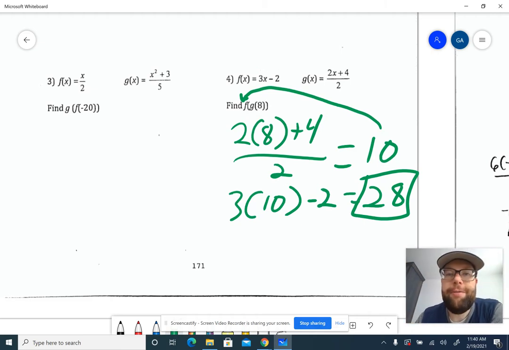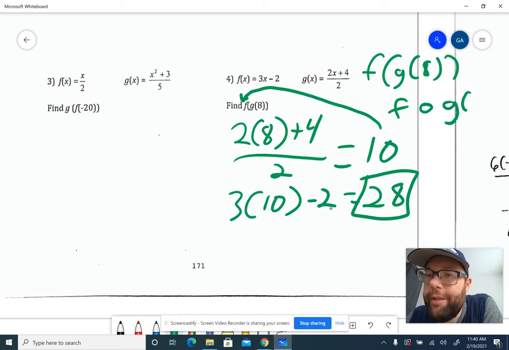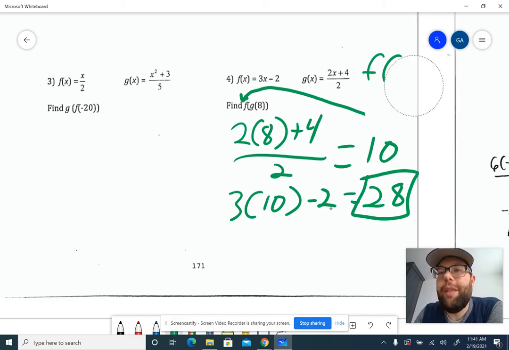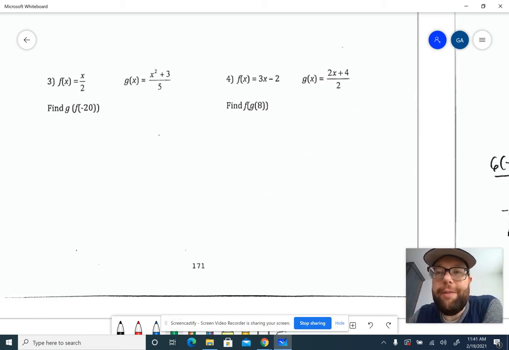Not too tough. Now, just a side note before I move on, the composite functions are all set up with the parentheses in this unit. Something you might see on the end of year test is f of g of 8 written with a big O instead of the parentheses. It's the same thing, but that is another way of writing composite functions.